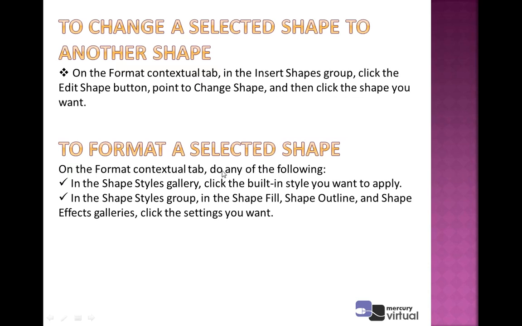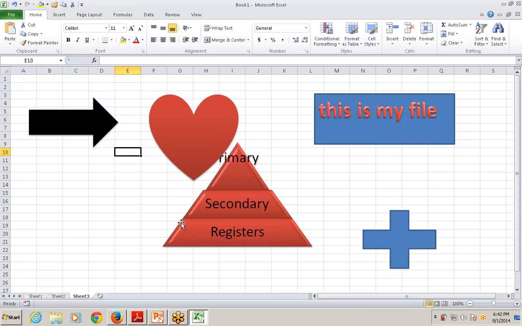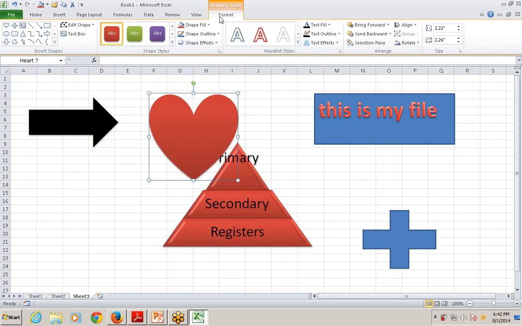Then next one says how to format a selected shape. On the Format Contextual tab, do any of the following. In the Shape Style Gallery, click the built-in style you want, as I told you. Or in the Shape Style group, in the Shape Fill, Shape Outline and the Shape Effect Gallery, click the settings you want. Means in simple terms, if I am using this one, these are the formats available.